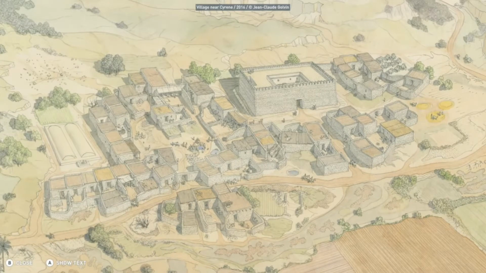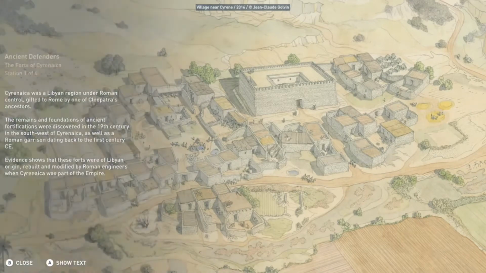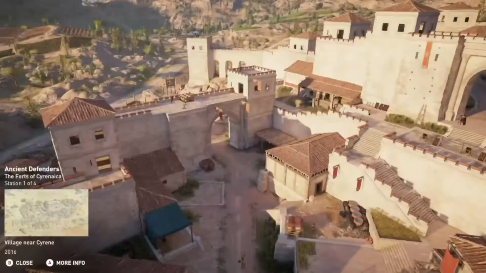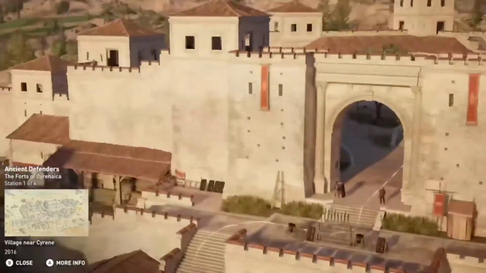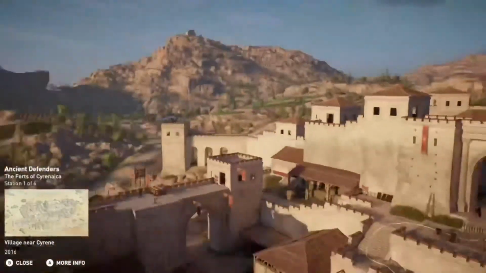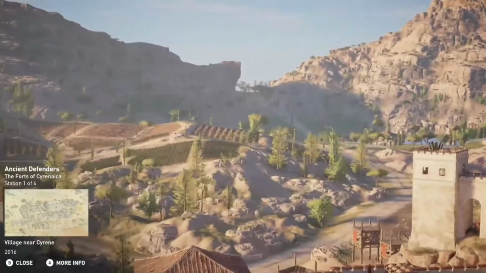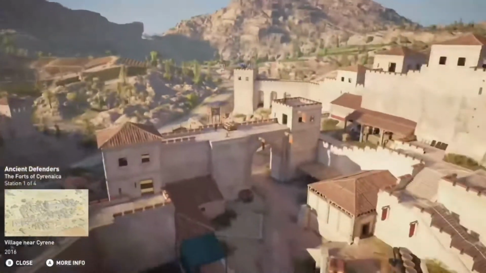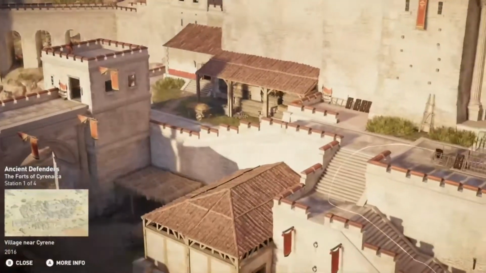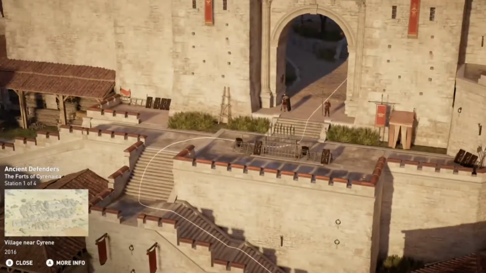The remains and foundations of ancient fortifications were discovered in the 19th century in the southwest of Cyrenaica, as well as a Roman garrison dating back to the 1st century CE. Evidence shows that these forts were of Libyan origin, rebuilt and modified by Roman engineers when Cyrenaica was part of the empire.